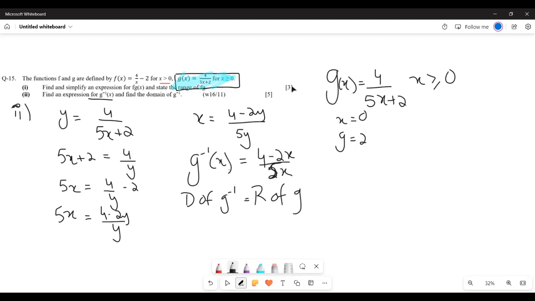Okay. अब जब x बड़ा हो रहा है, as x increases, for example, when x is 1, या और बड़ा करते हैं, x is 50 कर लेते हैं, तो वैल्यू क्या 2 से बढ़ रही है या कम हो रही है? 4 divided by 5 times 50 plus 2, कम हो रही है. Yes, it keeps decreasing. So the maximum value of g(x) can be 2. So I'm writing g(x) is less than or equal to 2 is the maximum value और उसके बाद कम होना शुरू हो जाती है. अब मुझे बताओ ये कम तो हो रही है, but can it ever be a negative value?